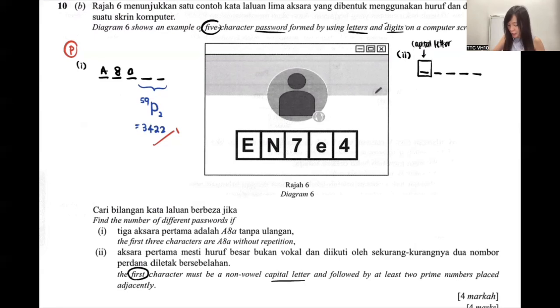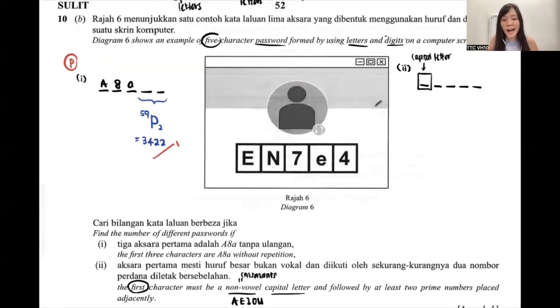So non-vowels actually means consonants. You know what is vowels, right? Vowels is A, E, I, O, U. Okay, so A, E, I, O, U is vowels. Then non-vowels only left the rest of them, like B, C, D, F, G, H, J, K, L, M, N, those, okay, my dear. So those consonants, capital letter, follow, okay, by at least 2 prime number placed adjacently. So guys, most important, see the word follow. Okay, never mind.